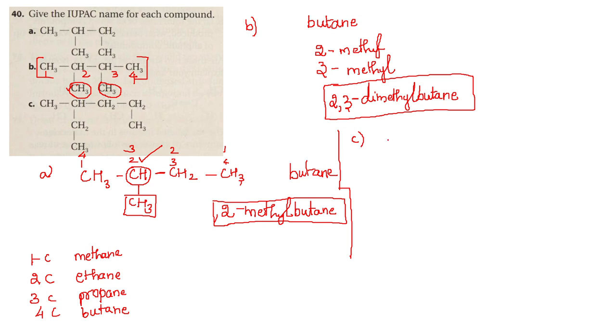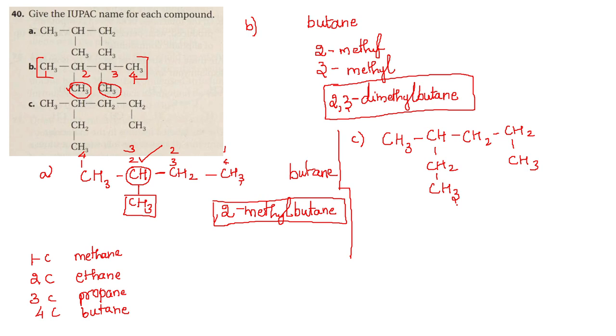Then the next compound. So I'll write the compound here: CH3, CH, CH2, CH2, CH3, and CH2 and CH3. Now identify the longest possible chain. You can view it in any way. Don't look just at the straight one that is appearing to you. Look at how else you can find the longest possible chain.